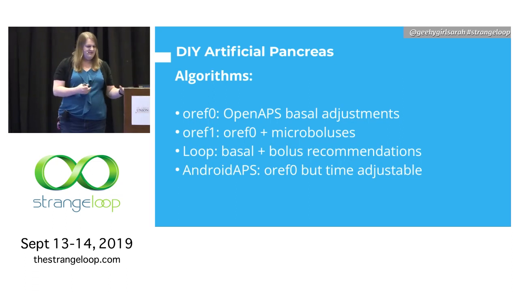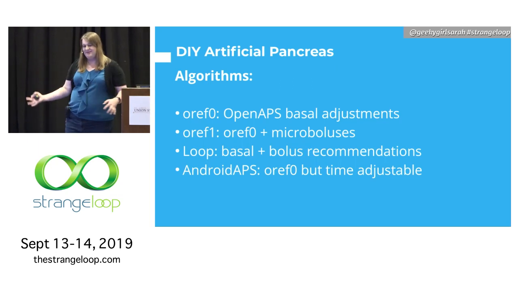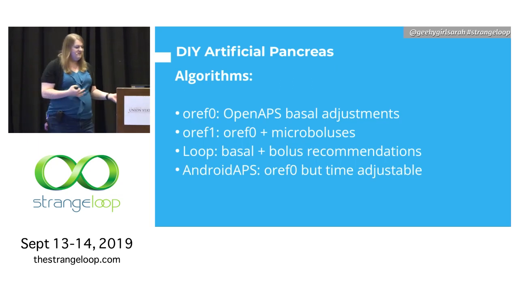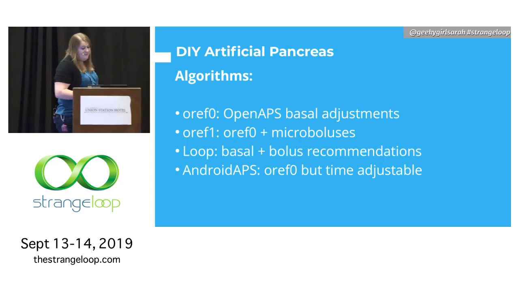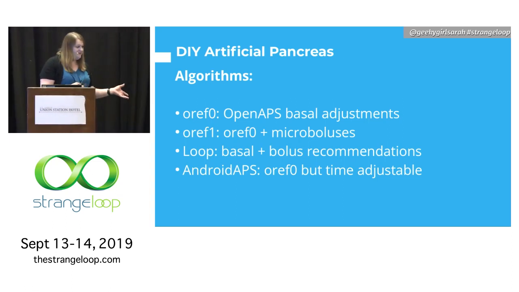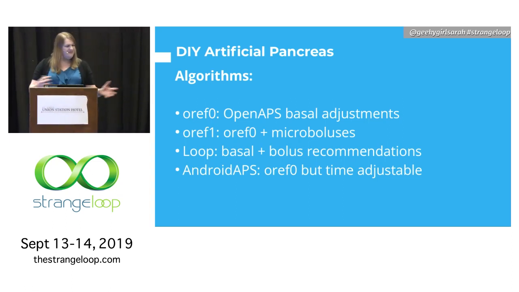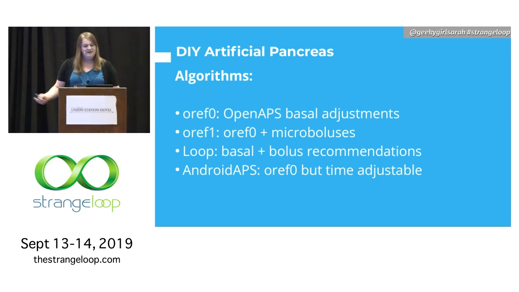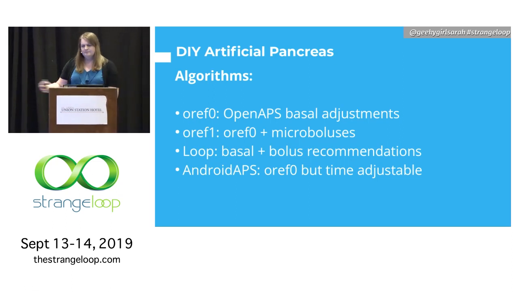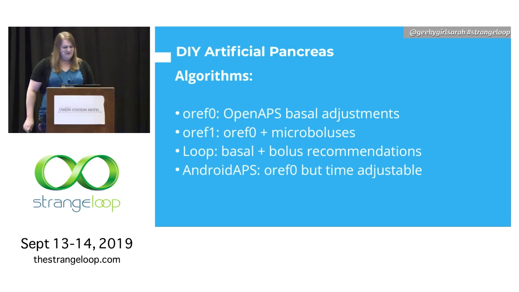The loop ones are kind of similar, only they offer extra recommendations. If you say, I ate this much, it's going to think, I think you need to take this much. And then from there, you can kind of enact on it. Android APS is basically the ORF0, but they add some time adjustments to it. So you can adjust how much time it looks back to make these adjustments.